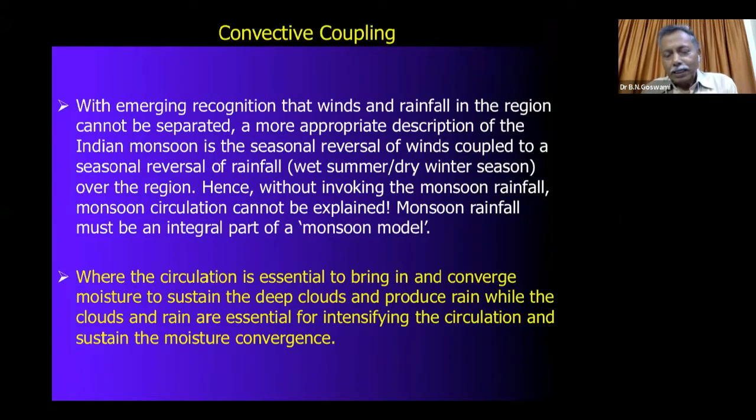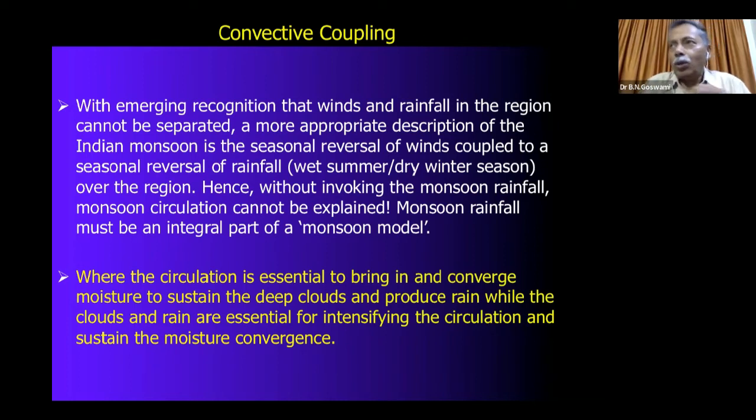Now, let us go back. If we leave that behind, then we have to ask what can explain. One of the important things is that we know it is a convectively coupled system. If we accept that it is a convectively coupled system, we have to introduce the rain as an integral part of this model, therefore an integral part of driving the winds. So rainfall must be an integral part of the monsoon model, because the circulation is essential to bring and convert the moisture to sustain the deep clouds and produce rain, while the rain is essential for producing the heating and intensifying the circulation.